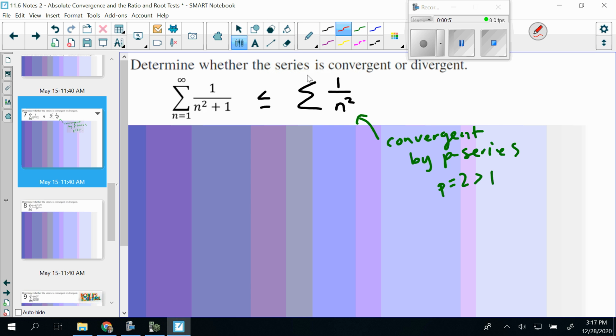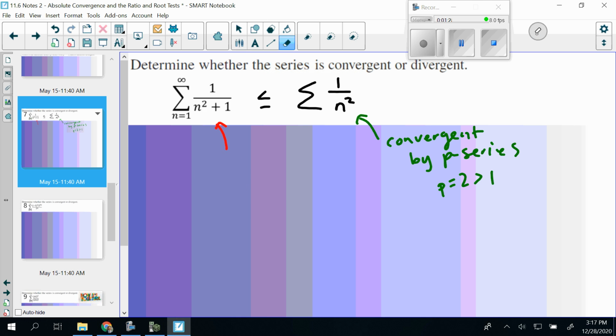I'm pretty sure it is. If you try some of the numbers out, if we put 1 in for both of these, we get 1 over 2 here, whereas this one would be 1 over 1, which is 1. If you put 2 in, this side would be 1/5, whereas this side would be 1 over 2 squared, which is 1/4. 1/5 is smaller than 1/4. If you keep going, the same is always true. So the series over here would then also be convergent.